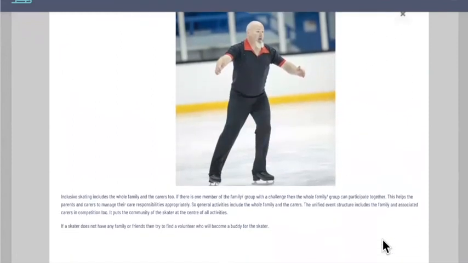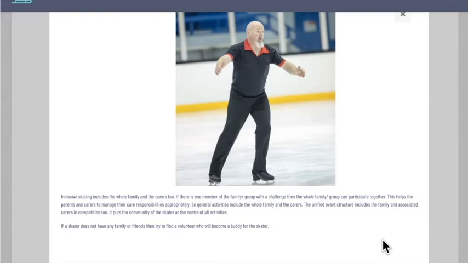Inclusive skating includes the whole family and the carers too. So if there's only one member of the family group with a challenge, then the whole family group can participate together. And this helps the parents and carers to manage their care responsibilities appropriately. So general activities include the whole family and the carers. The unified event structure includes the family and associated carers in competition too, and it puts the community of the skater at the centre of all activities.